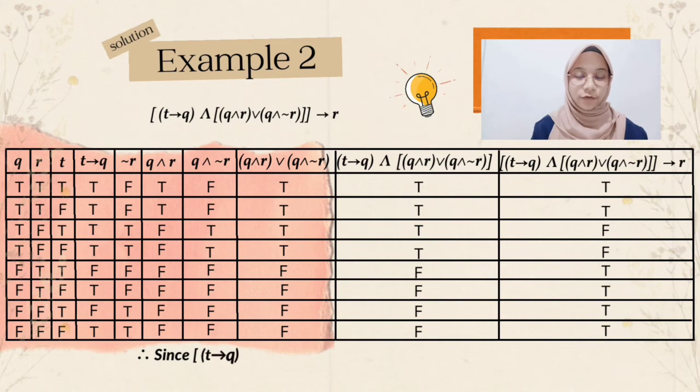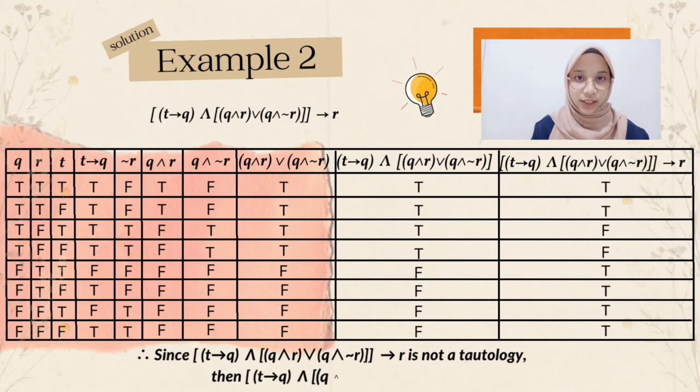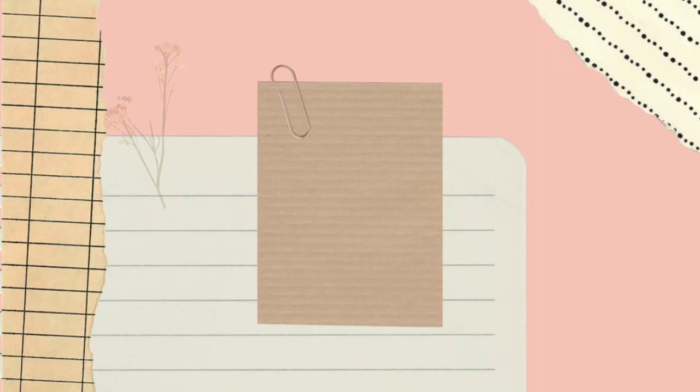So the conclusion of this question is: since (P implies Q) and ((Q and R) or (Q and negation R)) implies R is not a tautology, then (P implies Q) and ((Q and R) or (Q and negation R)) does not logically imply R.